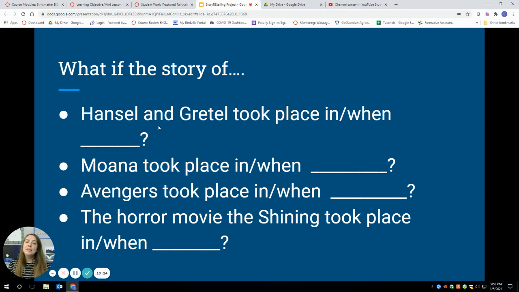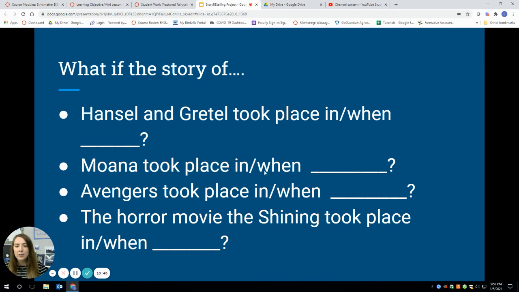So let's look at some of these and change some of the settings. So Hansel and Gretel, let's use that story again. What if Hansel and Gretel took place, instead of in fairy tale land in the forest, what if instead it takes place in space, in the future? So you still have the same story, but the breadcrumbs they'd have to leave would be different. The witch might be an alien instead, right?